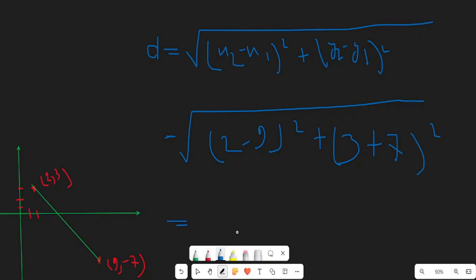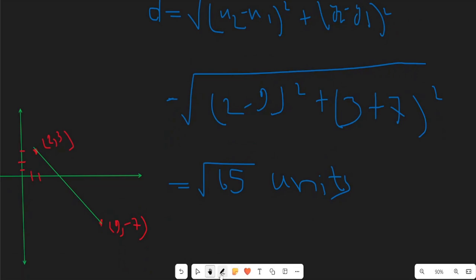Now let's put the values in a calculator, so we get the answer. Root over (2 minus 9) whole square plus (3 plus 7) whole square equals root over 65. Our distance is root over 65 units. Note that if you get the distance value in minus, then your math calculation is probably incorrect. So we have got root over 65, or approximately 8.062 units.